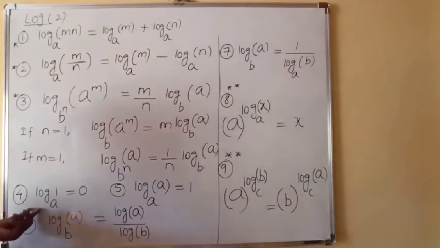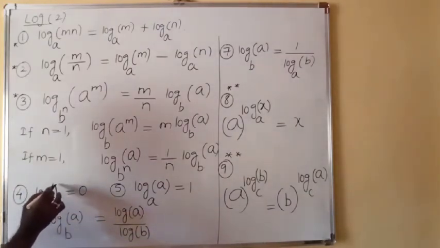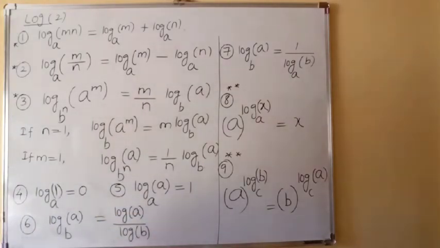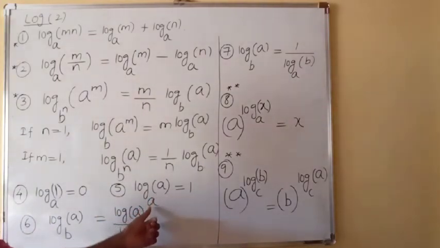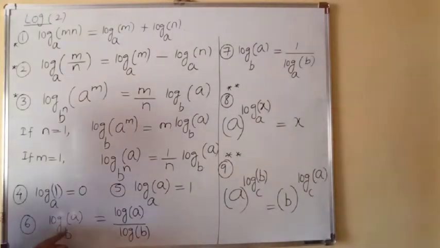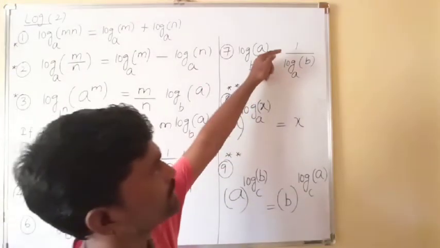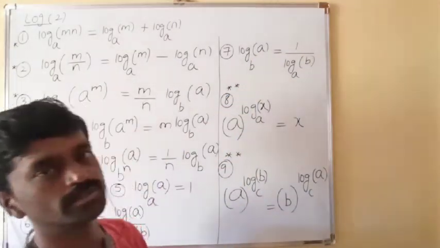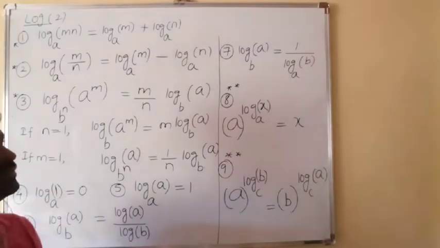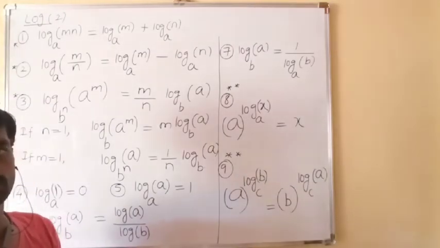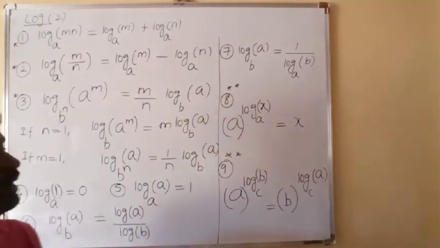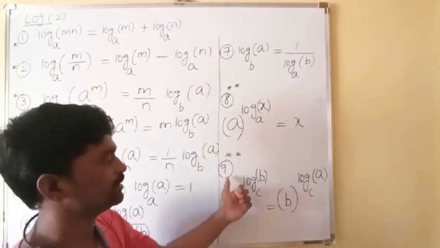And already we did this. Log 1 to the base a is equal to 0. Log of a with the same base is equal to 1. Log a to the base b can be written as log a by log b, or it can also be written as 1 upon log b to the base a. In the 6th and 7th formulas, a and b should be positive and other than 1. And these are the important formulas, the 8th and 9th.